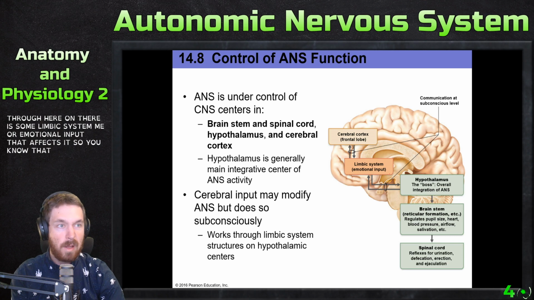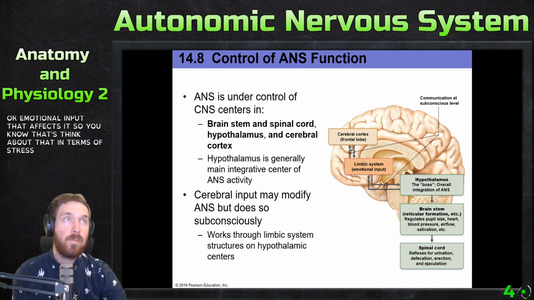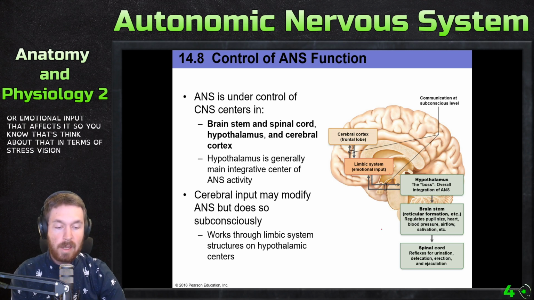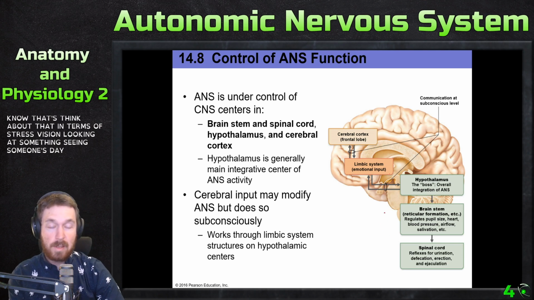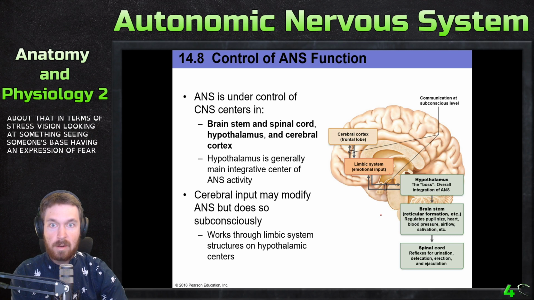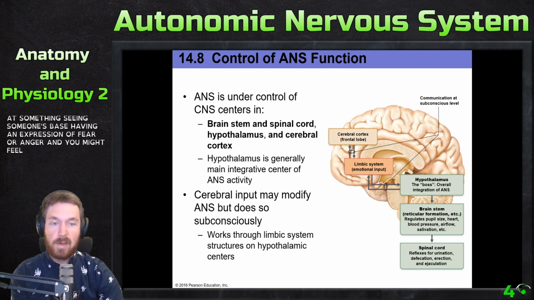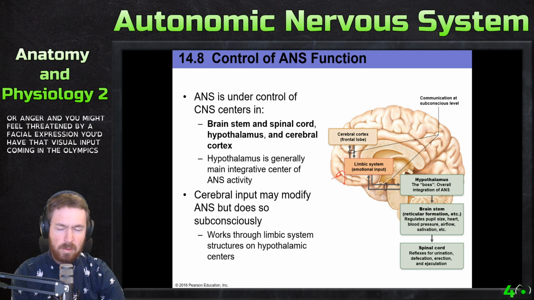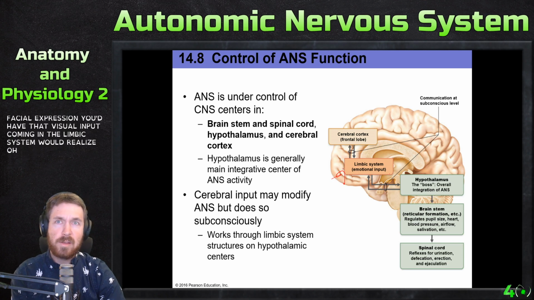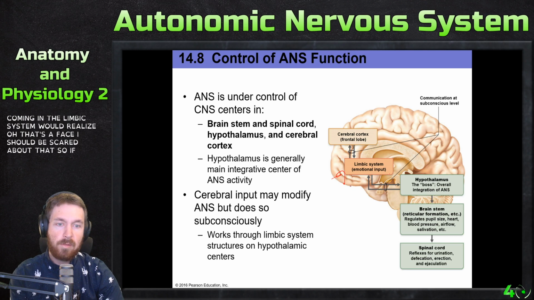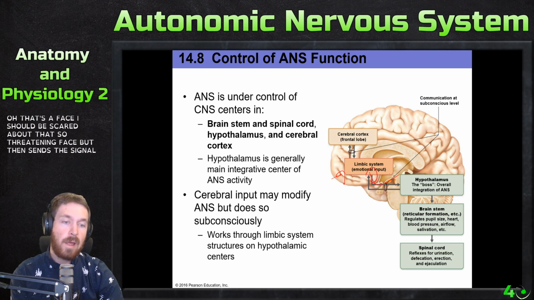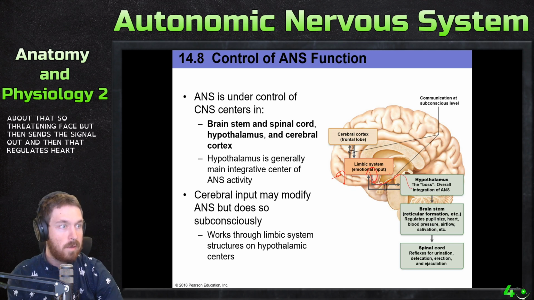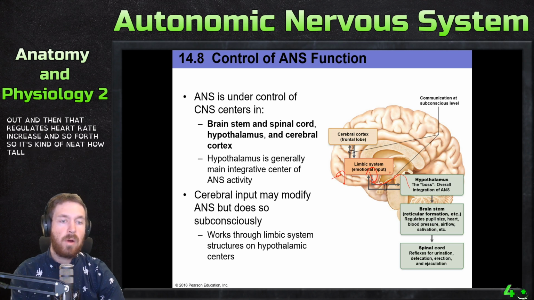So, think about that in terms of stress, vision, looking at something, seeing someone's face having an expression of fear or anger, and you might feel threatened by a facial expression. You'd have that visual input coming in. The limbic system would realize, oh, that's a face I should be scared about. That's a threatening face. That then sends the signal out, and that regulates heart rate increase and so forth. So it's kind of neat how it all works together.